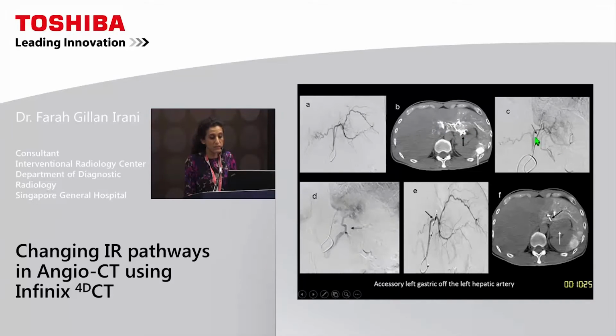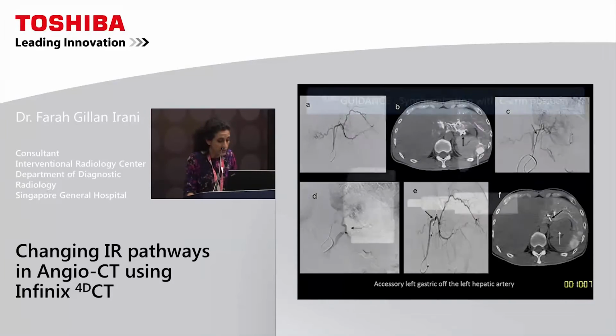We went in selectively into this artery, and when you do the angiogram, you can actually make out that this is the left accessory gastric artery, because you see the early filling of the coronary vein. So we went ahead, coiled this artery, and then post-coiling, we did another ICTA, which shows that there's no longer any filling of the stomach, and therefore it is very, very safe to deliver your Y90.